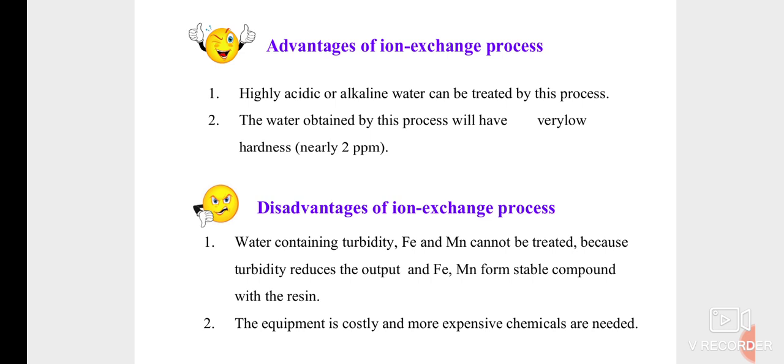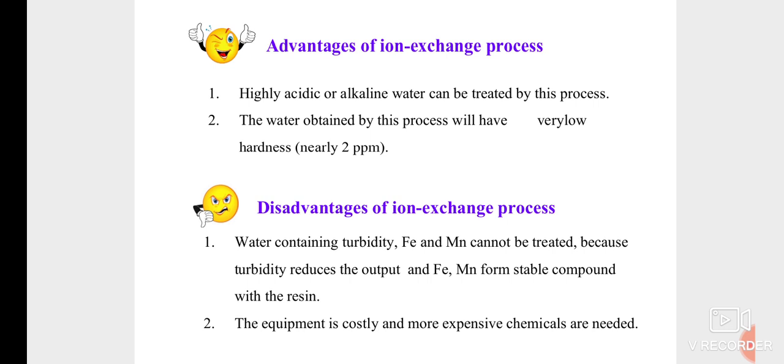By passing the dilute HCl solution into the cation exchanger column, the R2Ca can be regenerated to form RH2. That means cation exchange resin RH2. The same thing occurs in the anion exchanger column also. In the anion exchanger column we pass NaOH solution. That NaOH solution reacts with R dash Cl2 or R dash SO4 2 minus to form R dash OH twice. Again the anion exchange resin is regenerated.